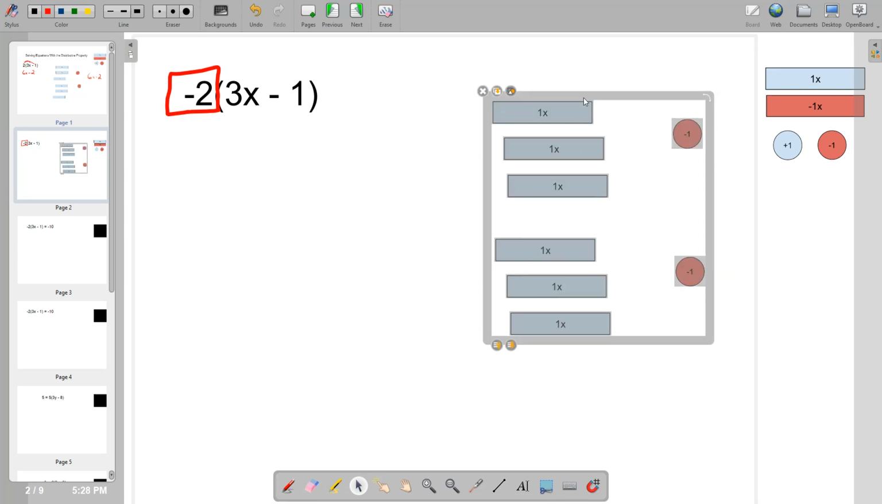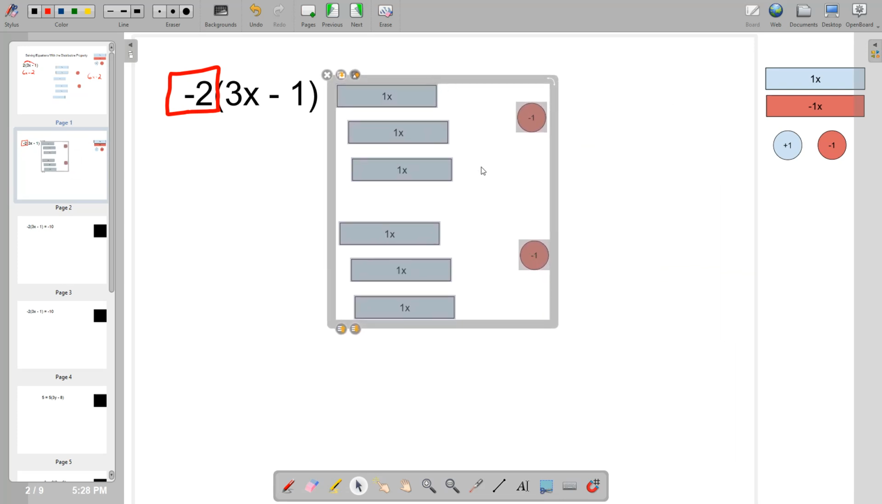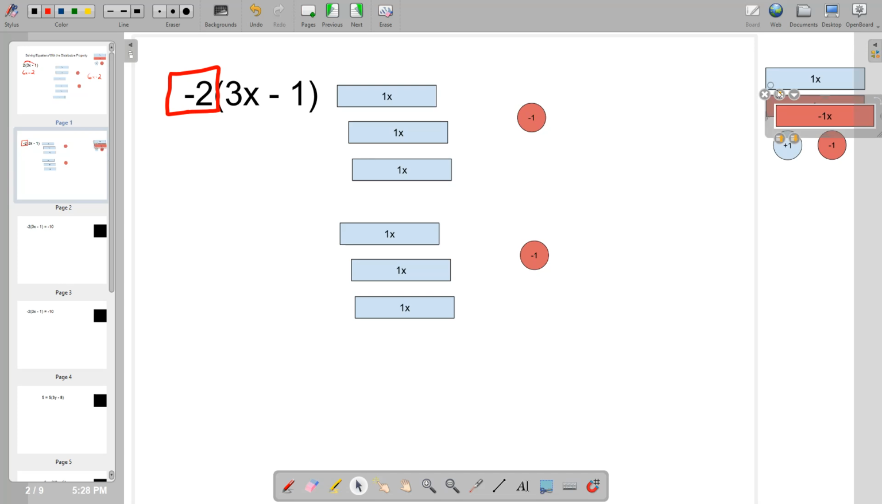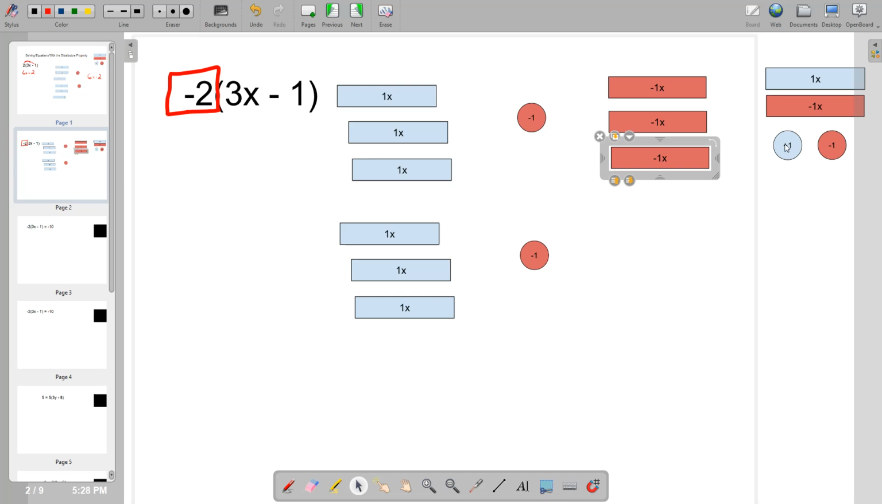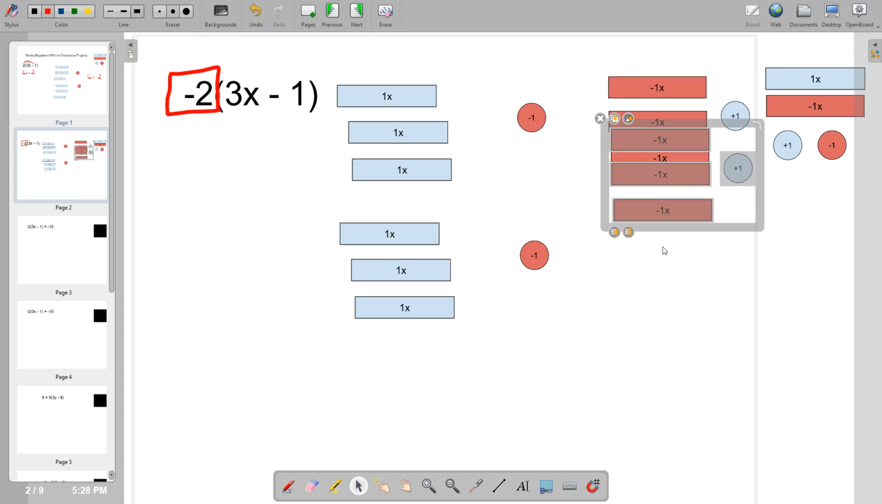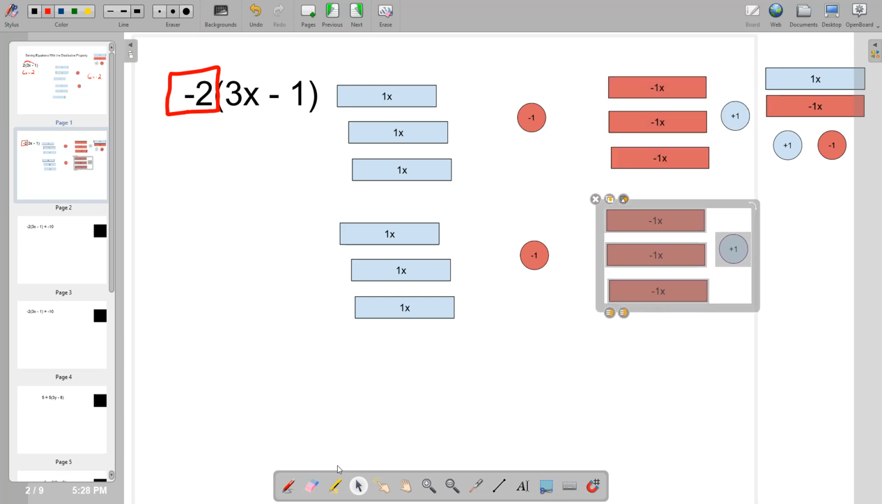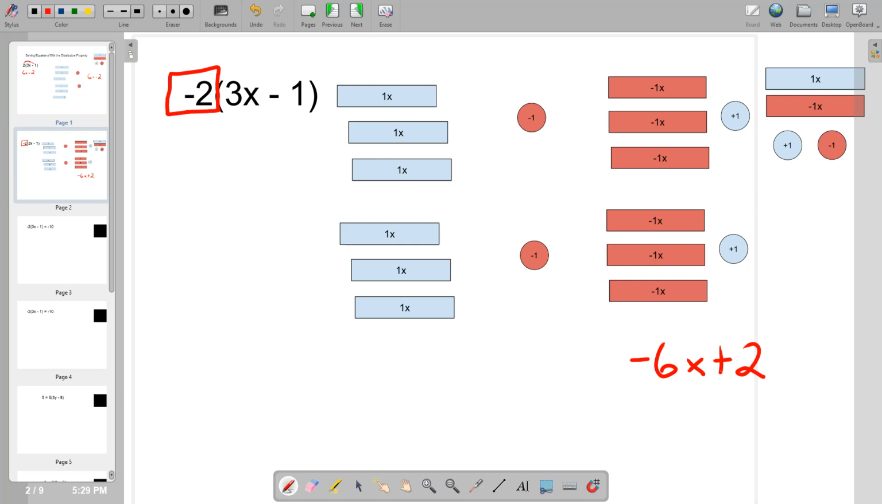And what that actually means in this problem is we're going to make everything that we just did opposite. So I'm going to take these and slide them over. And I'm just going to make every term we just made opposite. So I have my 3 x's on top, my now 1 positive chip, and I'm going to copy all of that and drag it down, which means for this problem we would actually get negative 6x plus 2.